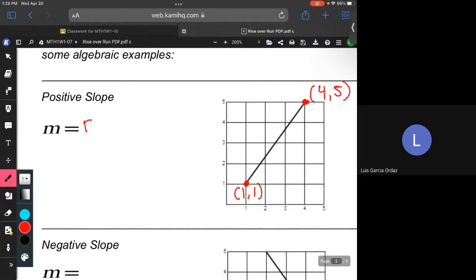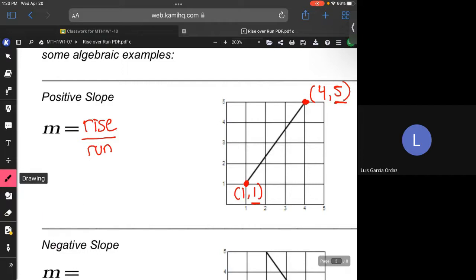So I need to figure out my rise over my run. My rise has to do with my y values, okay? The y value of the first one is 1, and the y value of my second point is 5, which means I have to go 1, 2, 3, 4 units up to get to 5. So that's my rise.